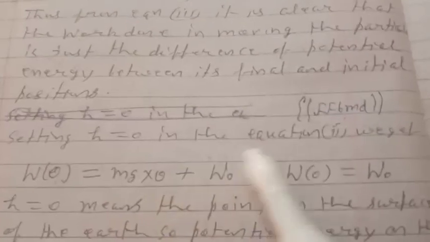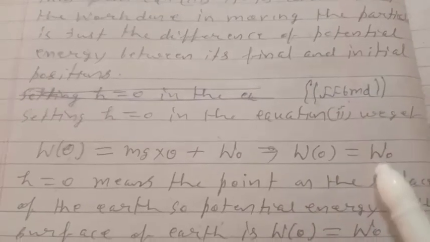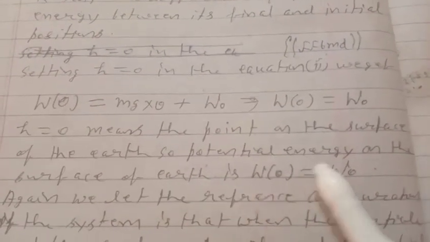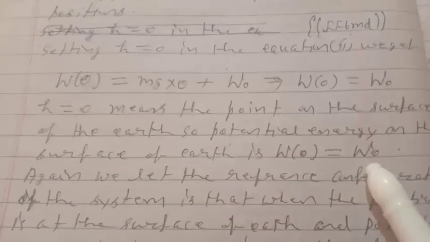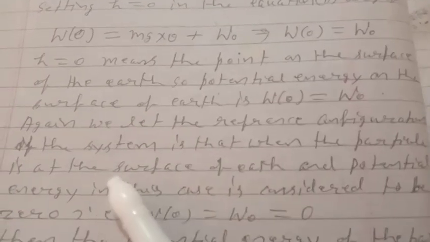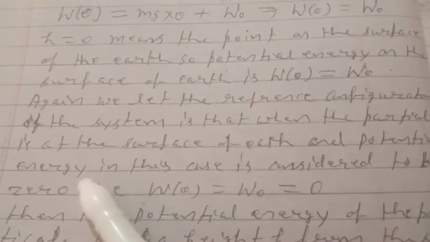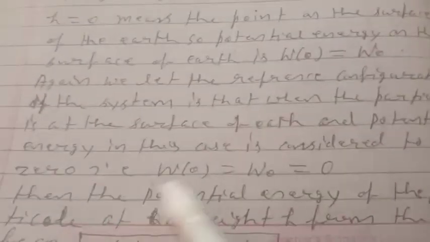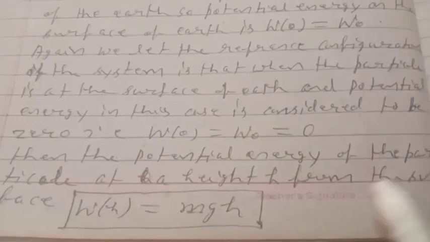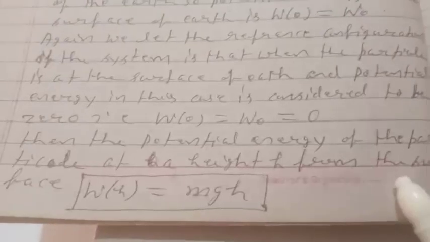Setting h equals 0 in equation 2, we get W(0) equals mg times 0 plus W naught, or W(0) equals W naught. h equals 0 means the point on the surface of the Earth, so the potential energy on the surface of the Earth is W naught. Again, we let the reference configuration of the system be that when the particle is at the surface of the Earth, and the potential energy in this case is considered to be 0, that is W naught equals 0. Then the potential energy of the particle at a height h from the surface is W(h) equals mgh.